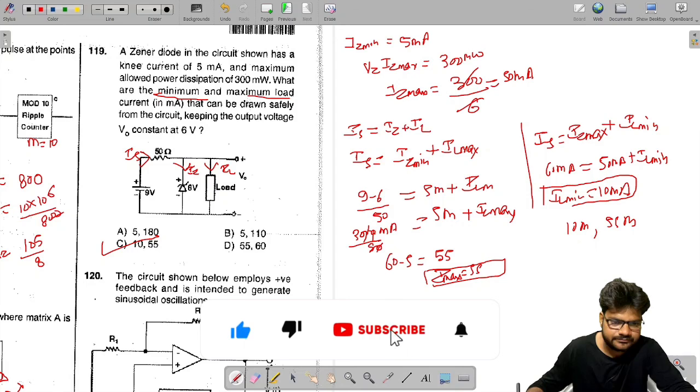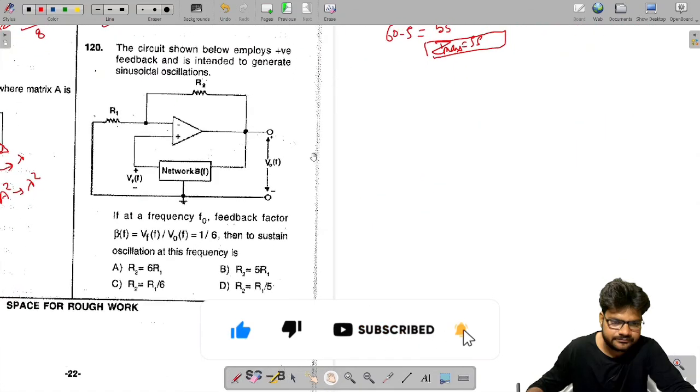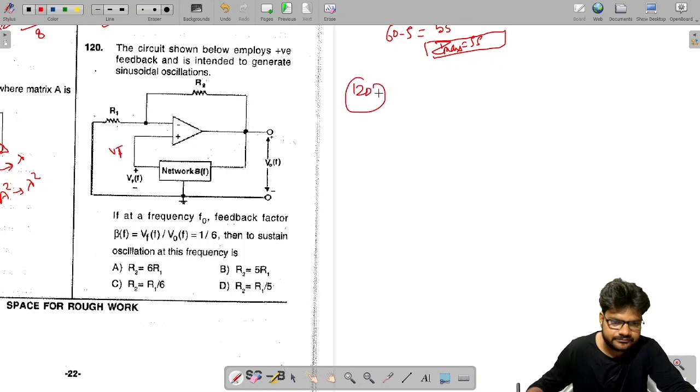Now let us go to our next and last question, question number 120. This is from the analog circuit oscillator topic. The circuit shown below employs positive feedback and is intended to generate sinusoidal oscillation. If at a frequency f0 the feedback factor beta is Vf by V0, here is Vf, here is V0. Vf by V0 is given as 1 by 6. So this is Vf, and this will also be Vf.